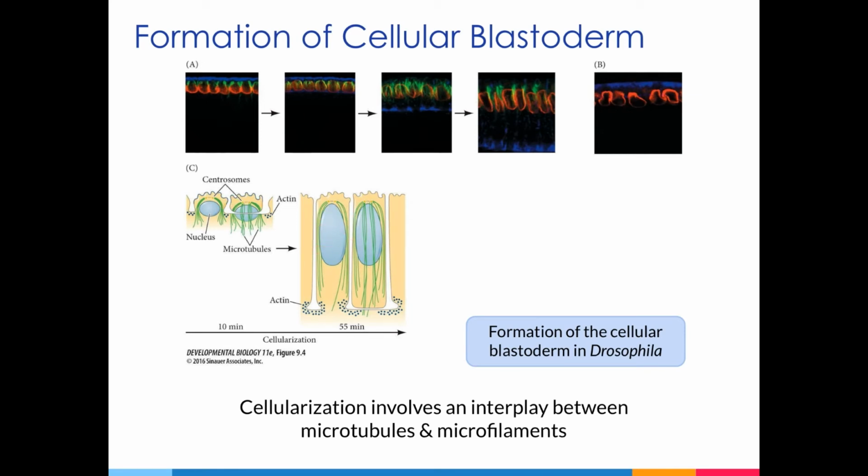Once the membrane furrow passes the level of the nuclei, actin begins to constrict the cells at the basal end, and eventually the cells pinch off, forming individual cells. Eventually, this process results in the formation of the cellular blastoderm, which is a layer of cells surrounding a yolky center.